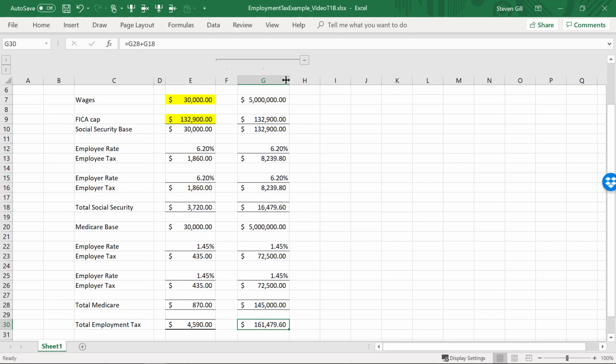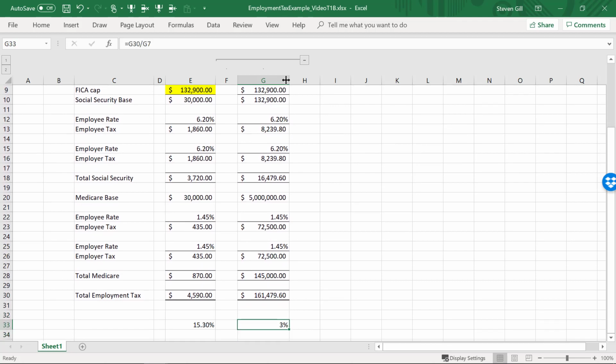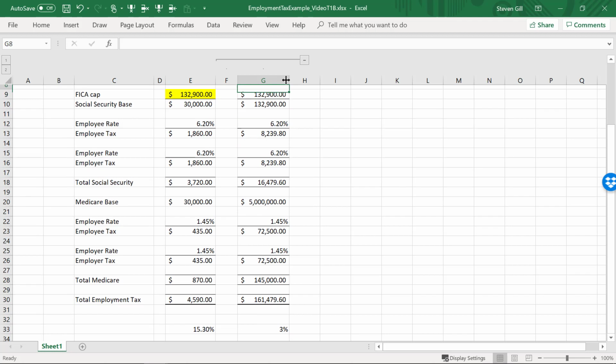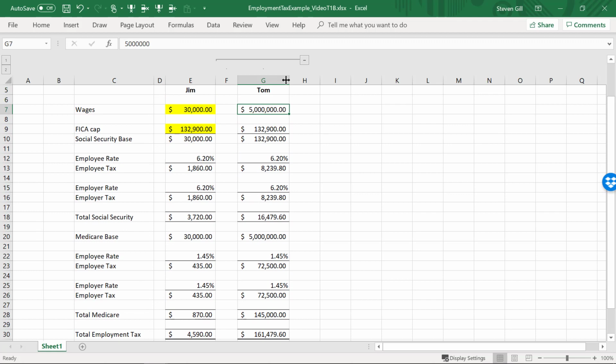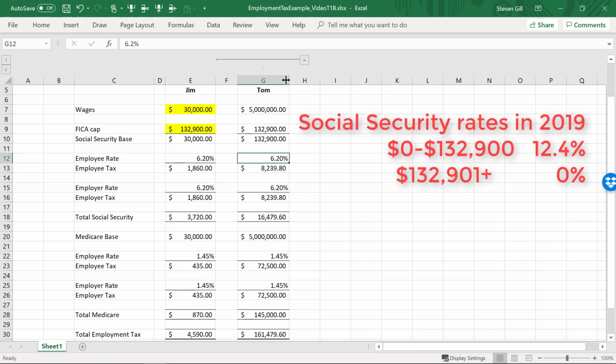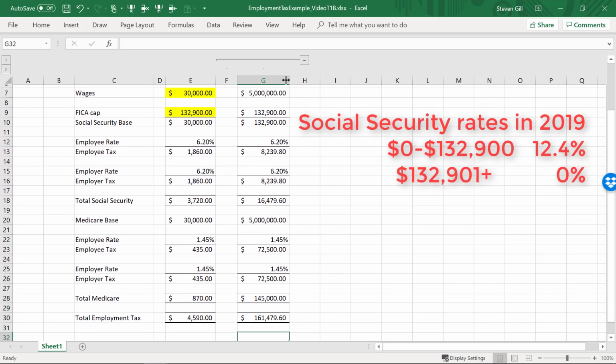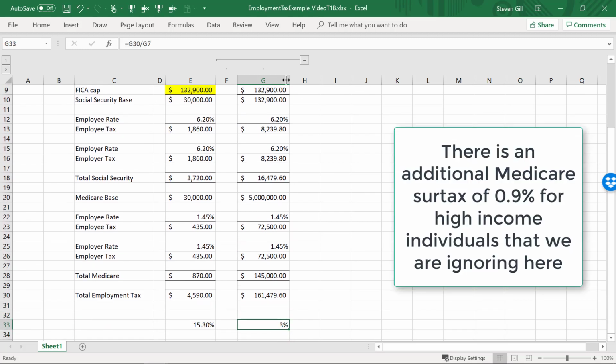Total amount, $161,479.60. Note that if you look at Tom's effective tax rate on employment taxes, it is much, much lower than Jim's was. And the reason is because Social Security taxes are considered regressive, meaning that even though your base continues up, because it caps out at this rate, your tax actually goes to 0% above $132,900. So as a result, often people will describe Social Security taxes as regressive.